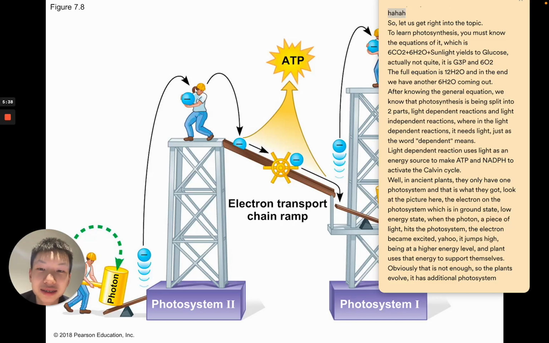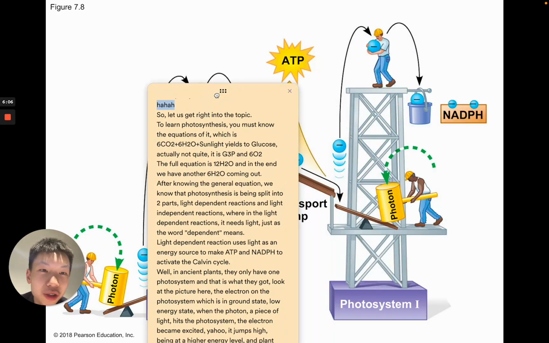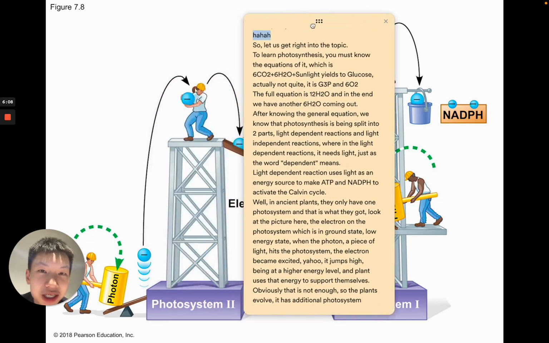So basically this is the same process. The electron is at its ground state, the photon just boom hits it and it's excited, yahoo! It goes up, and what is different is that it uses some of the energy to build the electron transport chain, called the ETC. We use that chain to generate some ATP and then go down to photosystem 1. So in photosystem 1, they just do the same process. Another photon comes up, hits it, boom, whoa, excited and going up to make the high energy molecule NADPH.